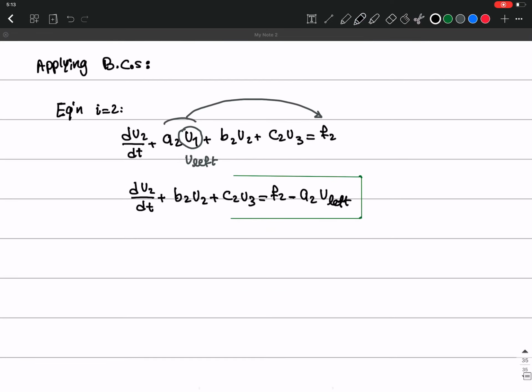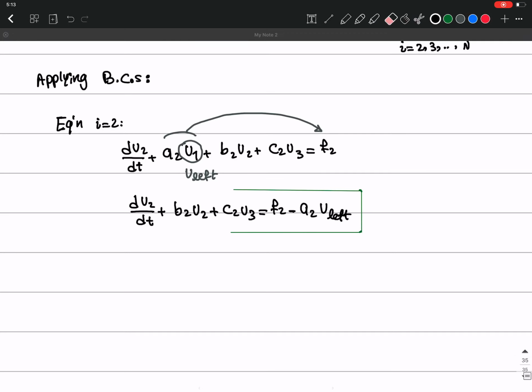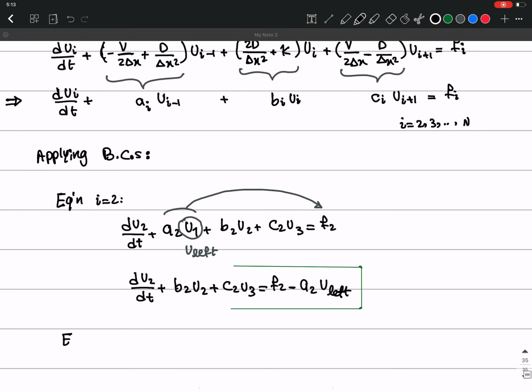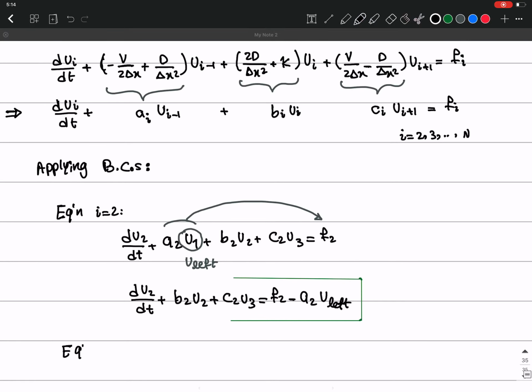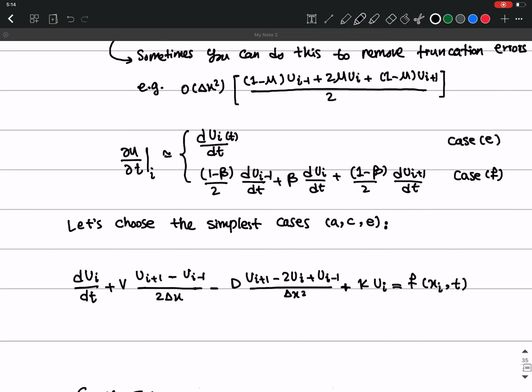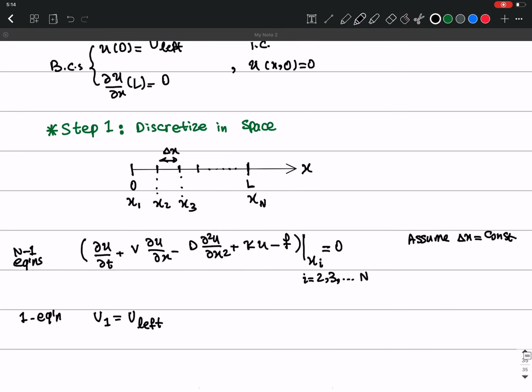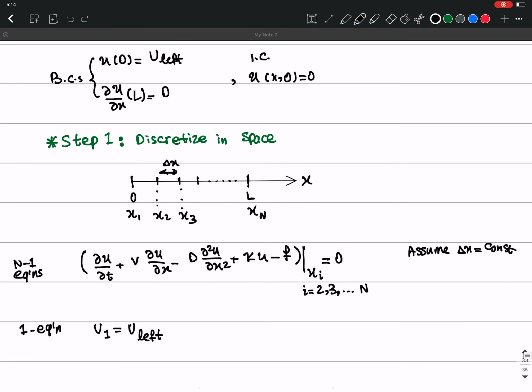And then the next one is going to be for the right boundary condition. So I'm going to apply it to the last equation, equation i equals n, because that is where I can use the right boundary condition here. The right boundary condition is simply here, right?